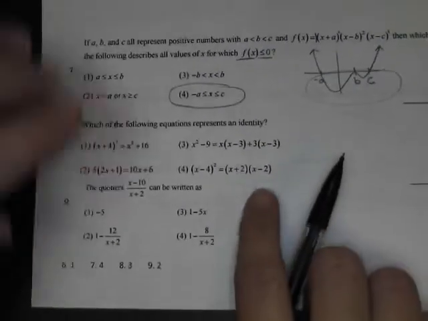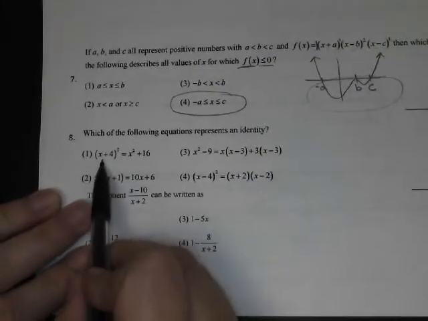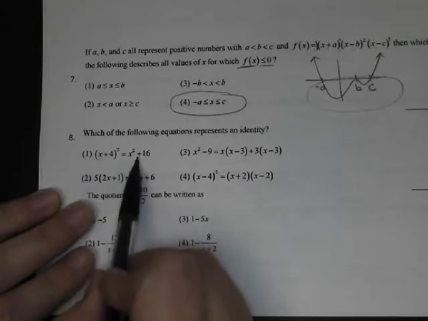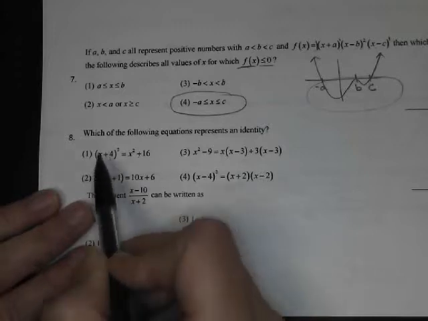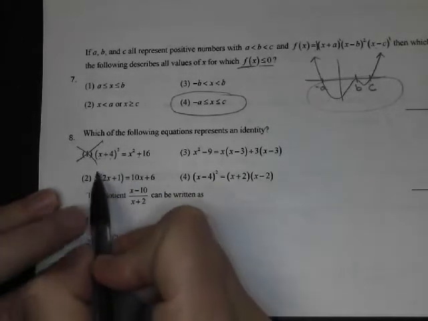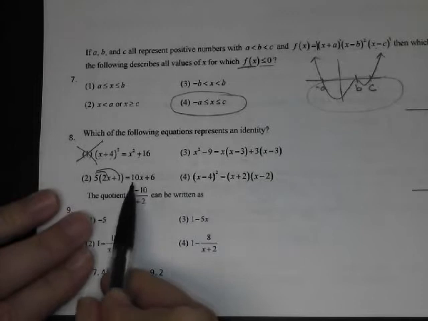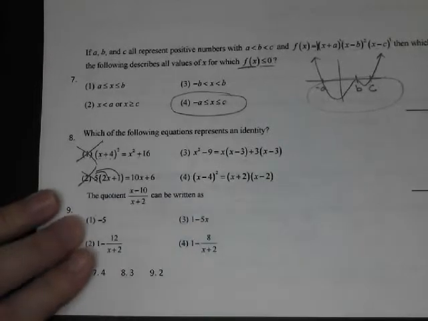An identity is just when the left side equals the right side. So you should know just by looking at this that this one's not right, because you'd have to make this one x squared plus 8x plus 16. This one, if I distribute, I get 10x plus 5. That says 10x plus 6.